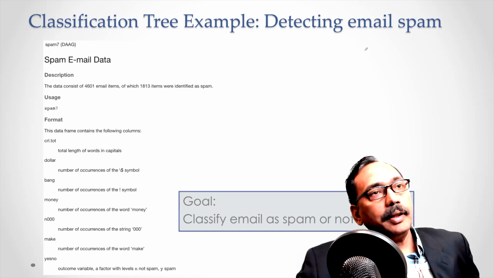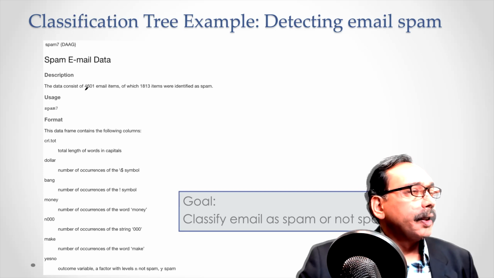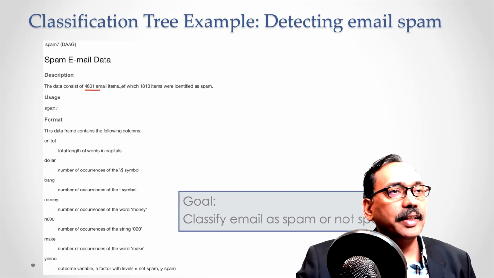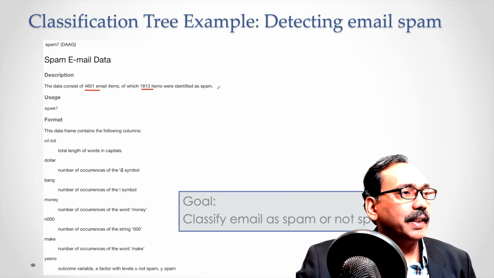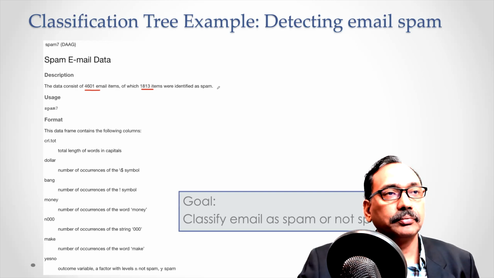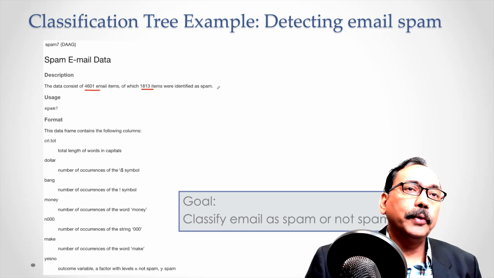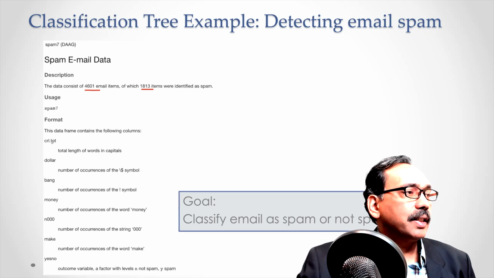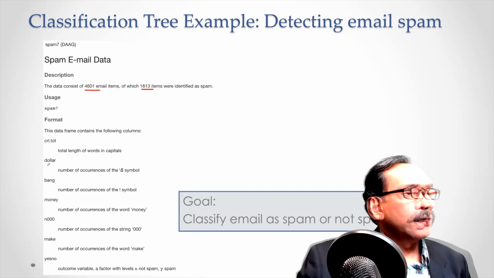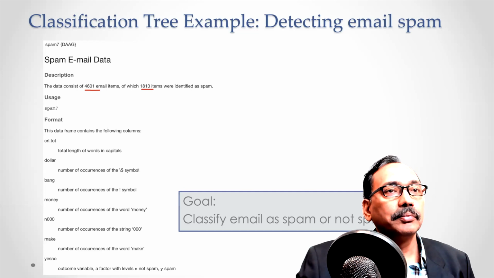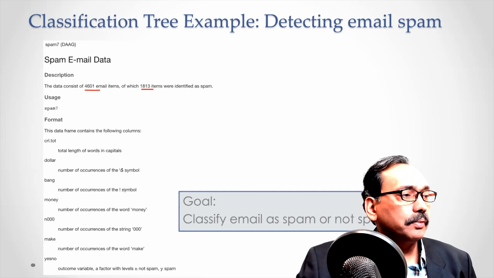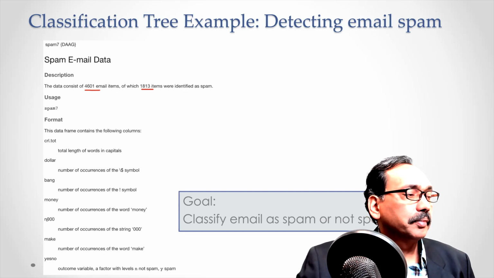So, a classification tree example using email spam data. This data consists of 4,601 emails, out of which 1813 were identified as spam. The person who created this data manually went through each and every one and labeled each one as spam or not spam. And then you have these variables: crl.tot, which is the total length of words in capitals. Dollar is the number of occurrences of the dollar symbol in that email. Bang is the number of occurrences of the exclamation mark in that email. Money is the number of occurrences of the word money. N1000 is the number of occurrences of the string 000.